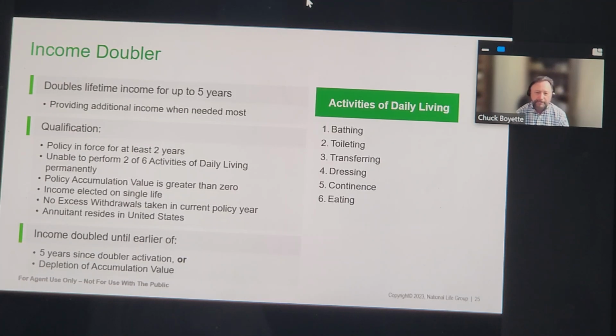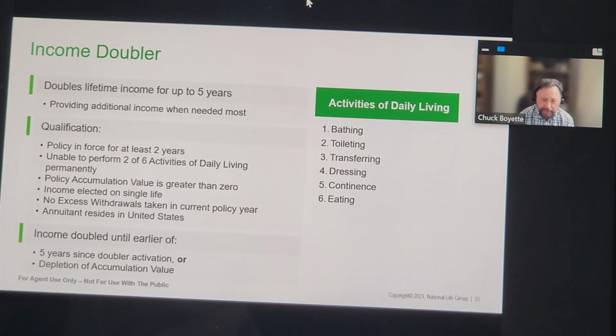There are some other stipulations. The policy accumulation value has to be greater than 0, right? So they can't have already depleted their accumulation value. Income only on a single life. So the Income Doubler just works on the single life income option. No excess withdrawals taken in the current policy year that they activate their Income Doubler, and the annuitant resides in the U.S.